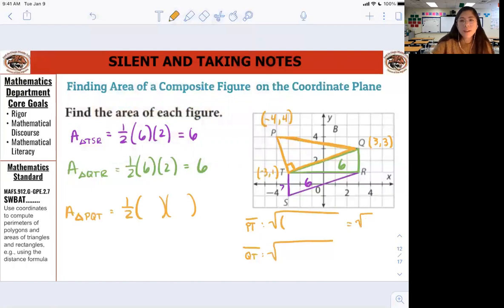Yes, so PT, so we have, let's see if you're right. -4 minus -3. What is that? -1. And then 4 minus 1 is 3. So 1 squared is 1, 3 squared is 9. So yes, we have the square root of 10. What about QT?